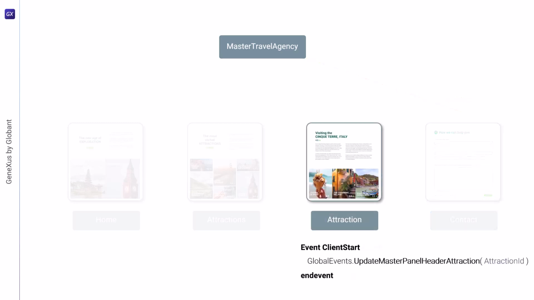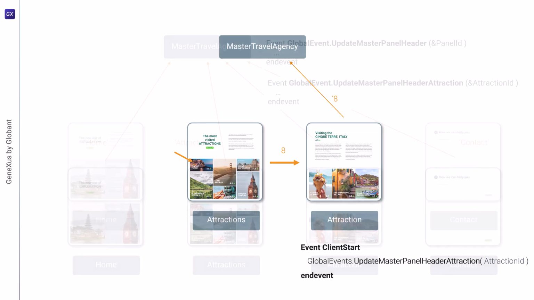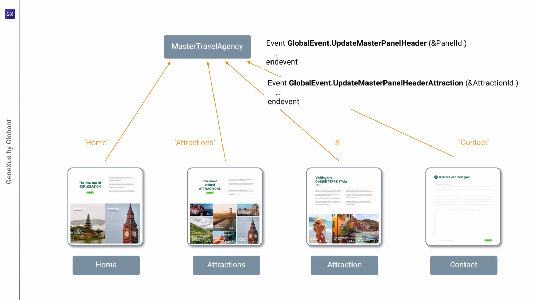In that of attraction, the other event will be fired. It'll be the particular one, update master panel header attraction. And since the attraction panel will receive by parameter the ID of the tourist attraction, which will be sent from here, when the user selects an attraction to see its information, for example, the one with ID 8, this same attraction ID will be sent by parameter to this global event. Then, the master panel will only have to listen to these two events to receive that identification and proceed.